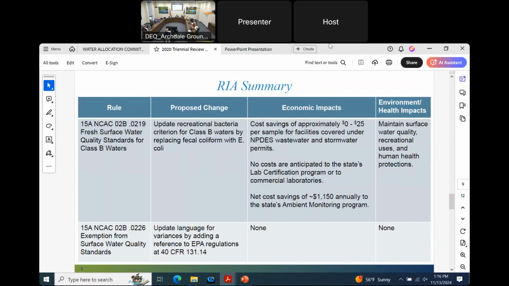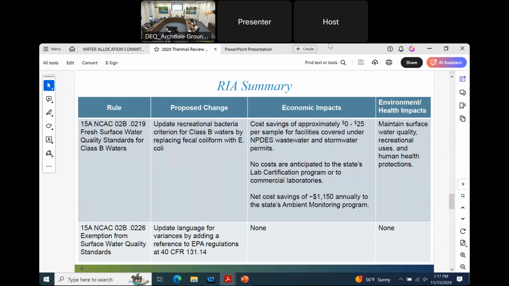There's also expected to be a net cost savings of about $1,150 annually to the state's ambient monitoring program. And a lot of that comes from basically reduced staff time. The traditional method of monitoring fecal coliform and the traditional method of monitoring E. coli is more time consuming to conduct, whereas the newer methods are quicker and they're just easier to set up and get running. So that's the quick summary for that item.